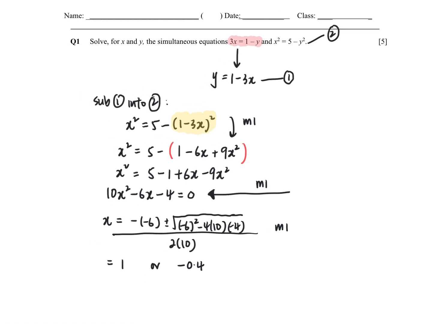Okay, so this is one pair of answers. Some of you stop here, forgot to find y, so you don't get the full 5 marks.